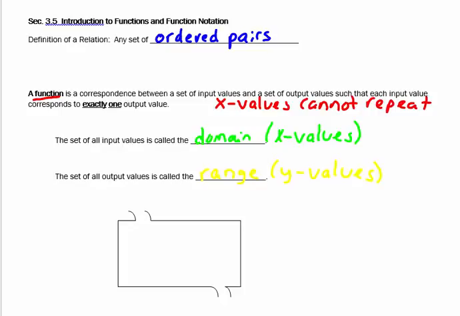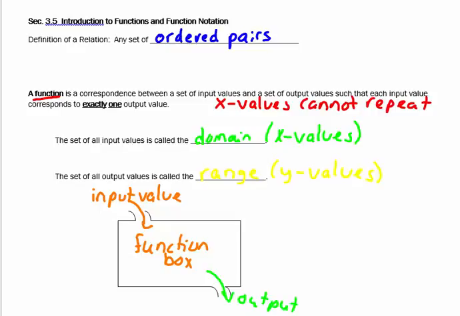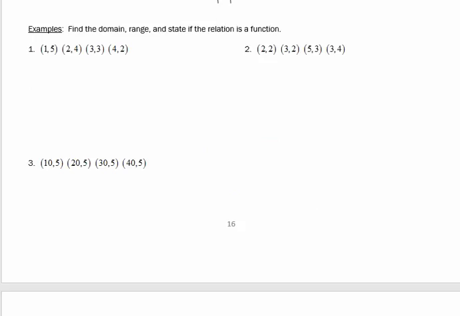So down below you see a function box. This is what I call a function box. We're going to take some input value, plug it into the box, and the function is going to do something to it, and then what comes out is the output. So the input values come from the domain. You take an input value, you plug it into your function box, and what comes out is going to be the output. So let's look at some examples.